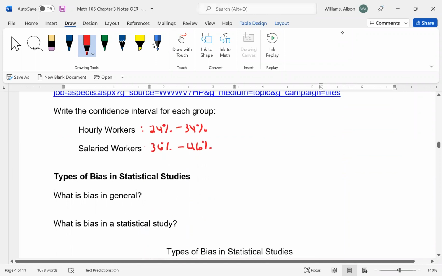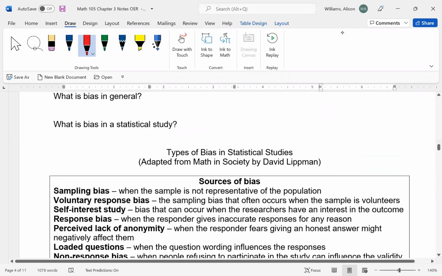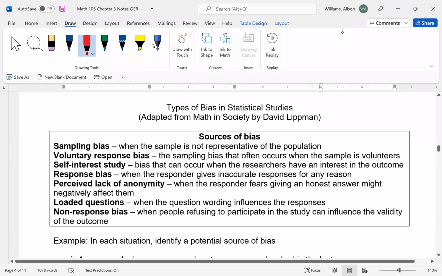Okay, so let's talk about bias. In general, bias is when there's an inclination towards something or maybe a prejudice against something. I'm not going to write that down, just kind of talking in generality. But in a statistical study, that can look a little bit different. In fact, these are the ways we have bias in statistical studies.